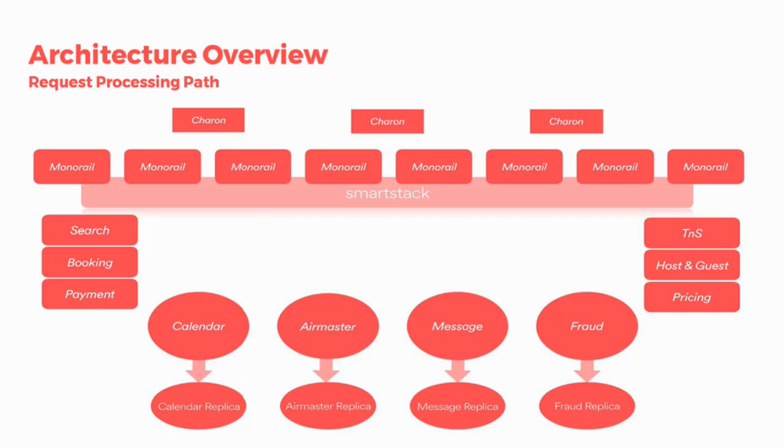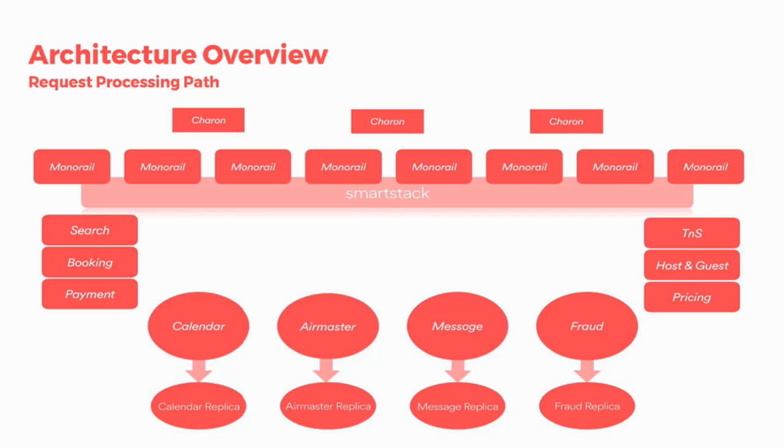It looks like four different layers. On the top layer, we have Clara, which is our request routing layer. Then we route a request to Monorail, which is our web layer. This is a Ruby on Rails stack. Then those Monorail boxes forward the request to a bunch of service layers. A lot of those services are written in Java.